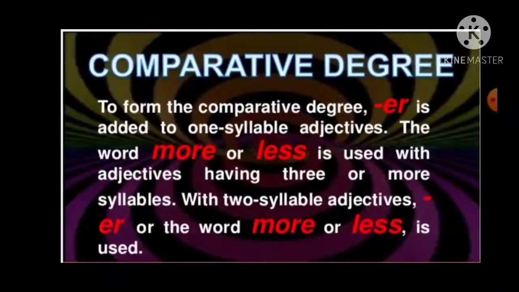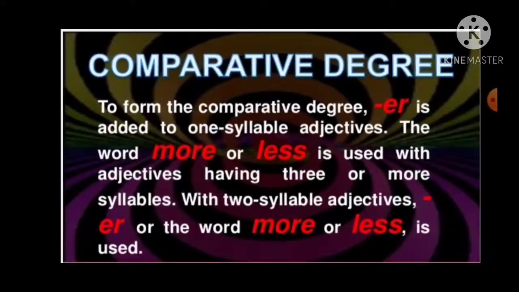Next, comparative degree. How can we form comparatives from positives? To form the comparative degree, er is added. We have to add a suffix, a word at the end to the given adjective in the positive degree to form the comparative degree. Er is added. When er is added, if the adjective in positive degree consists of only one syllable, means monosyllabic word. What is the meaning of the word syllable? Syllable is a unit or a part of a word that can be pronounced or uttered at once.